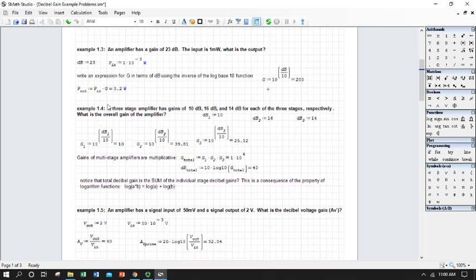Okay, example 1.4, we have a 3-stage amplifier. So this is a cascaded amplifier, and each stage has a different gain. So we have 10 dB, 16 dB, and 14 dB. And we want to know what the overall gain is.